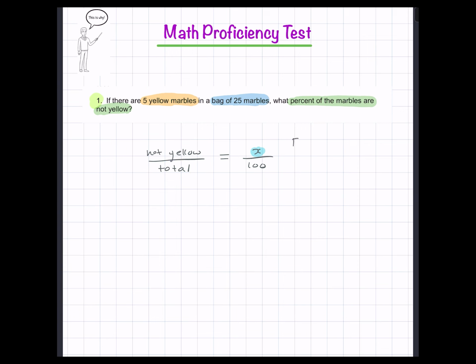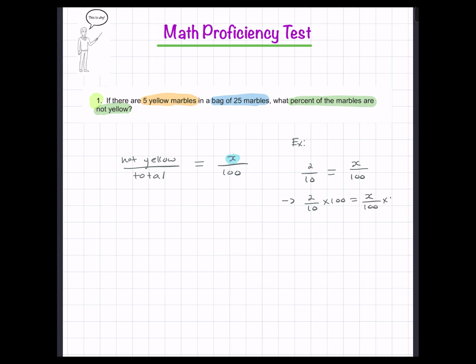So for example, just to illustrate this with maybe a simpler one. If I had 10 marbles and 2 of them, a little bit nicer, were not yellow, and I wanted to figure out what percent of these were not yellow, I would set 2 over 10 equal to x over 100 and then solve for x. I'd multiply both sides by 100.